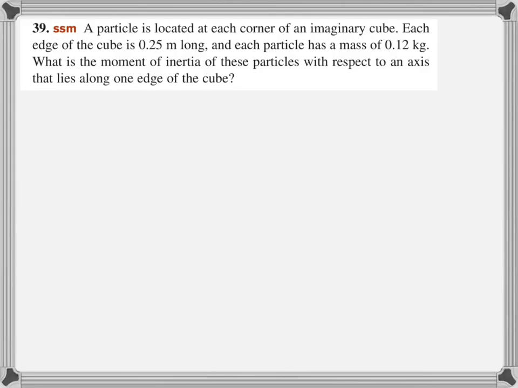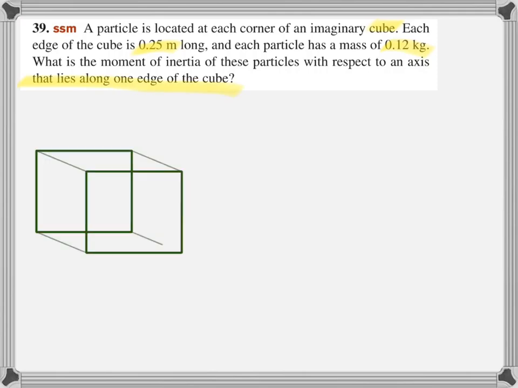Okay, we're going to look at number 39. Number 39 says a particle is located at each corner of an imaginary cube, so all sides are equal. Each edge of the cube is 0.25 meters long, and each particle has a mass of 0.12 kilograms. What is the moment of inertia of these particles with respect to an axis that lies along one edge of the cube?